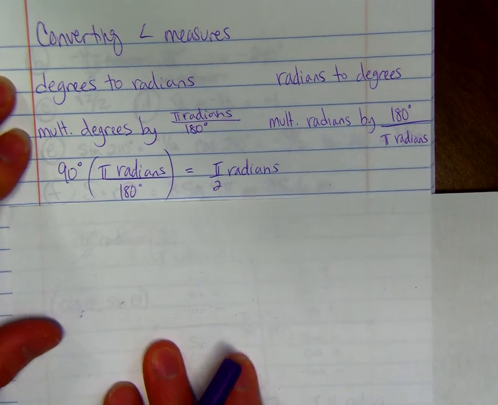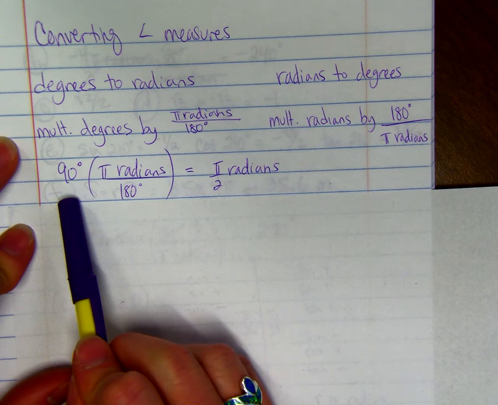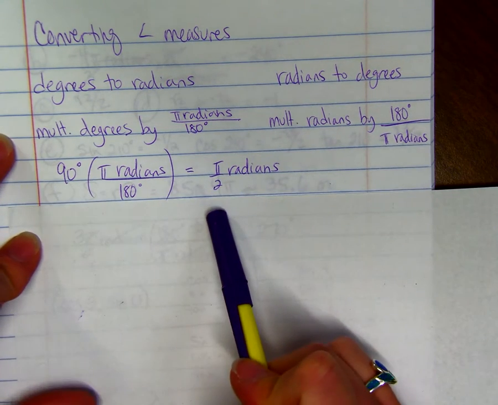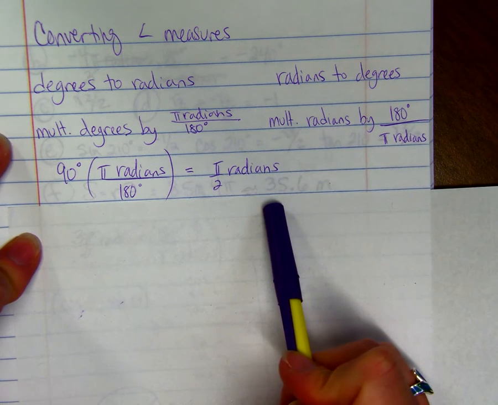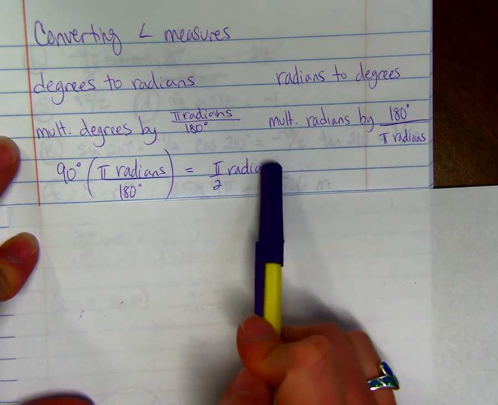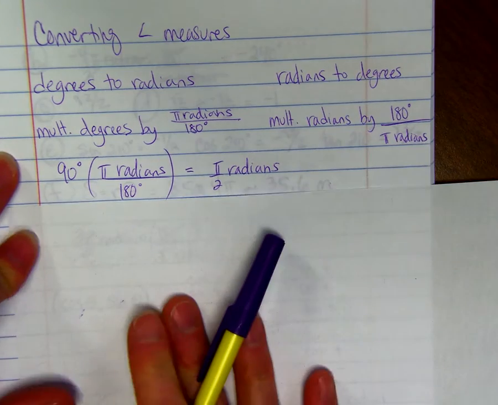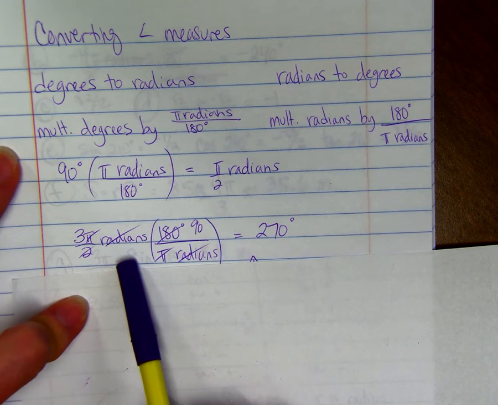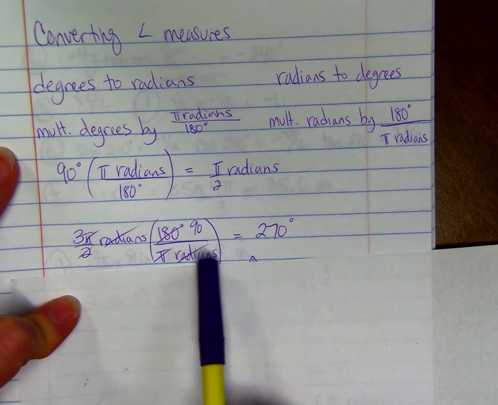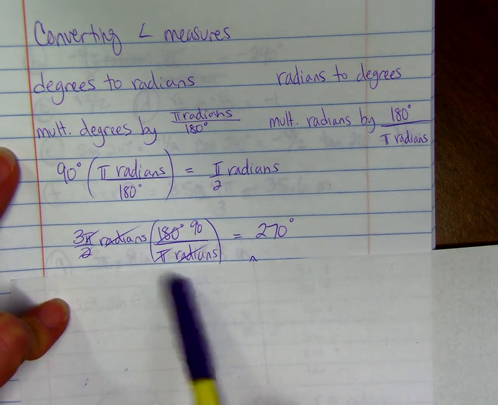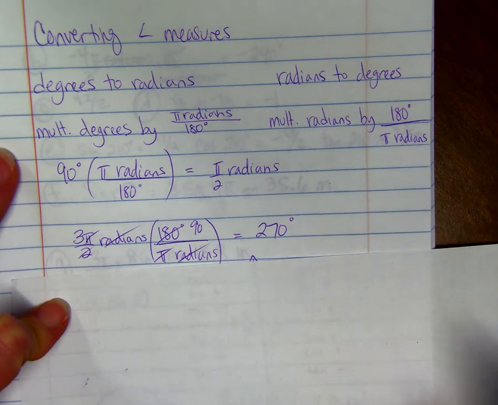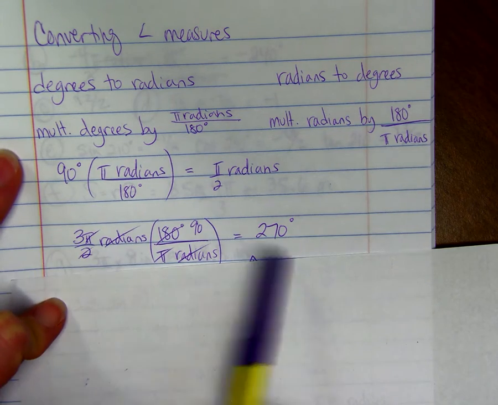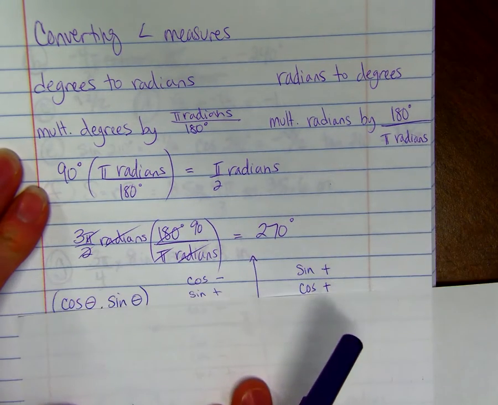So here's an example. If we start with 90 degrees and we want to change it to radians, we just do pi radians over 180 degrees, simplify, and it's pi halves radians. And you usually don't have to write the word radians right here. It's just pi halves. Now let's say we start with 3 pi halves radians and we want to change it to degrees. If we multiply by the reciprocal, 180 degrees over pi radians, we can cancel and reduce, and that becomes 270 degrees. And if you look at your unit circle, 3 pi halves is at 270 degrees.